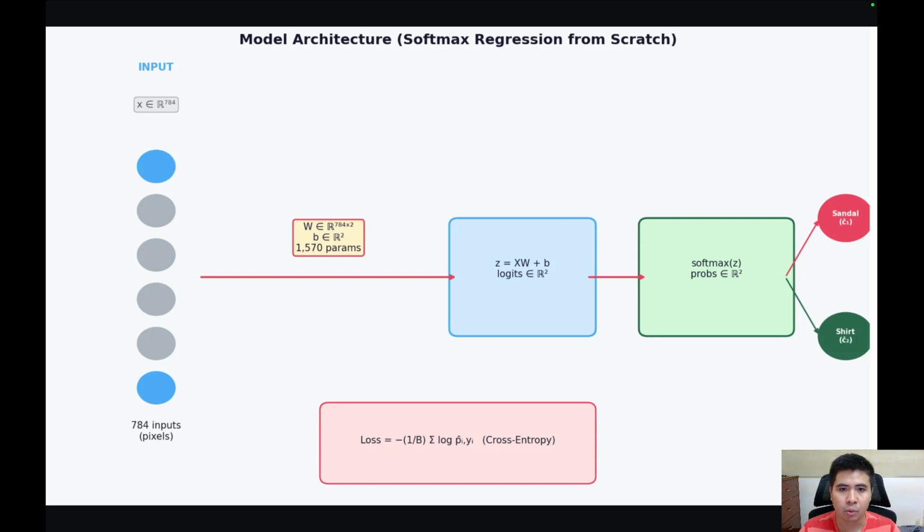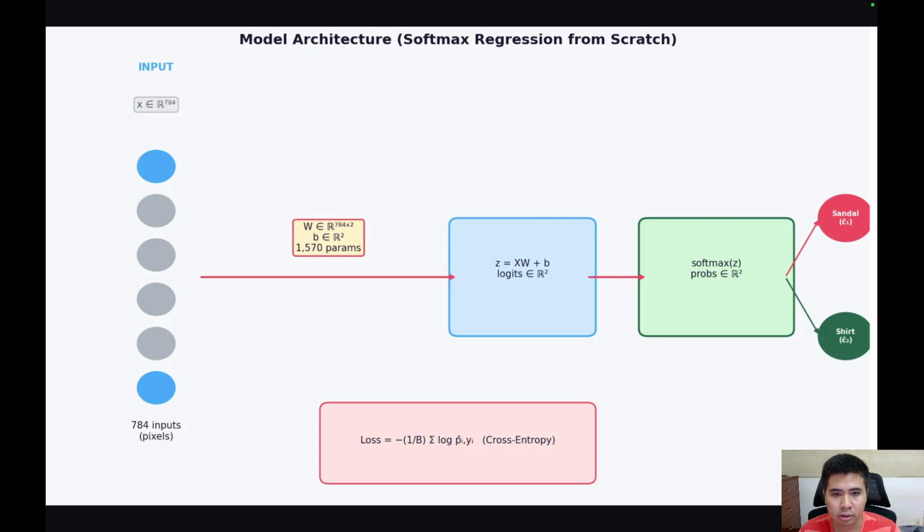The forward pass works like this. We multiply the input x by W and add bias b to get a vector called the logits. Z equals x times W plus b. The logits are two raw scores, one for each class. We then pass the logits through the softmax function, which converts them into probabilities. The output is two positive numbers that sum to 1, representing how confident the model is that the image is a sandal or a shirt.